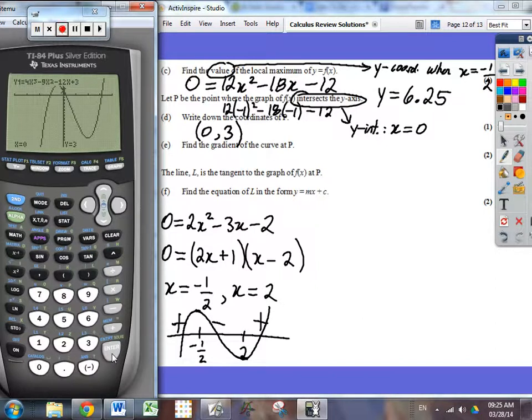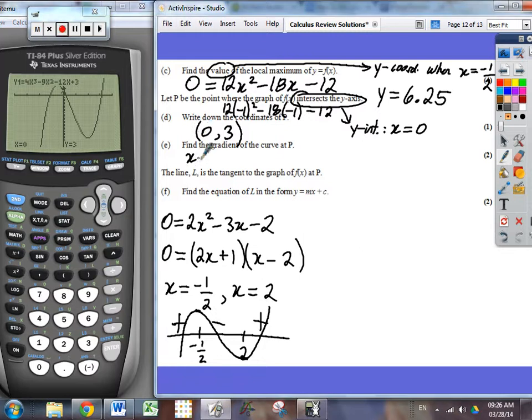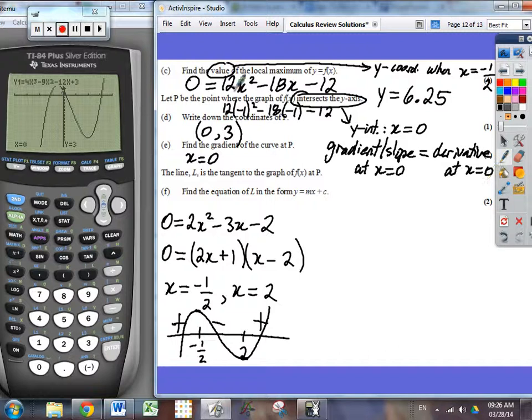Part E, find the gradient of the curve at P. That means find the slope at point P. Well, we know that the coordinates are 0, 3, so x equals 0 is the x-coordinate. And we know that we can find gradient because gradient, or slope, is the same thing as the derivative, right? These mean the same thing. So the gradient or the slope at x equals 0 is going to be the derivative at x equals 0. So let's substitute 0 into the derivative, and we'll get 12 times 0 minus 18 times 0, and we're left with negative 12. So m equals negative 12.